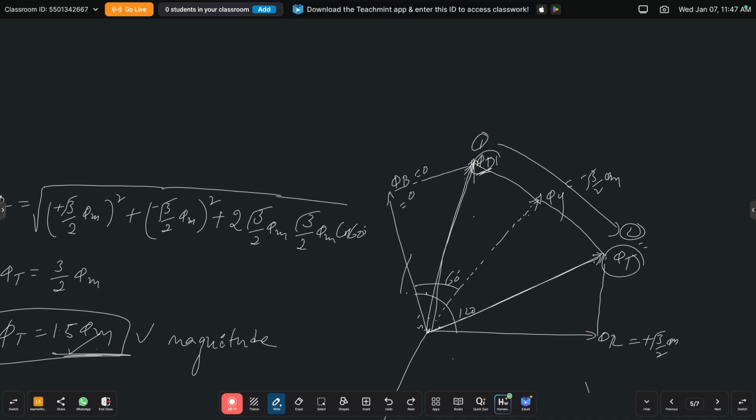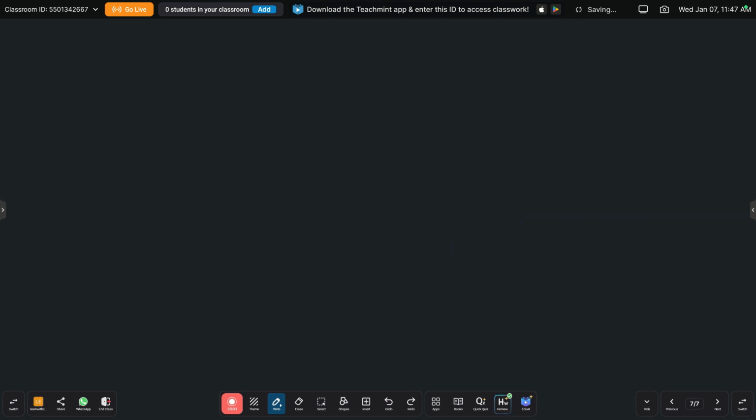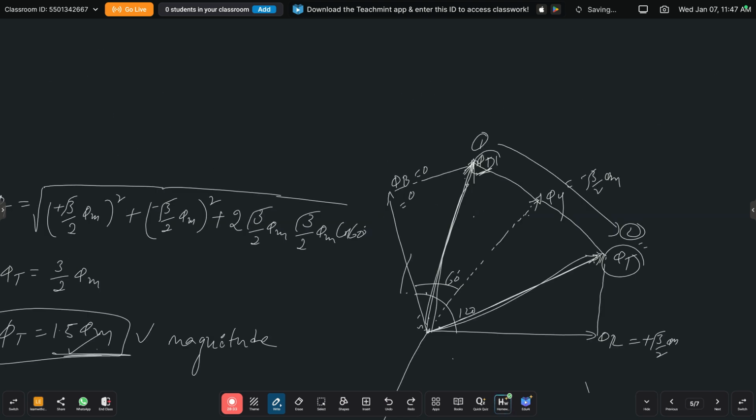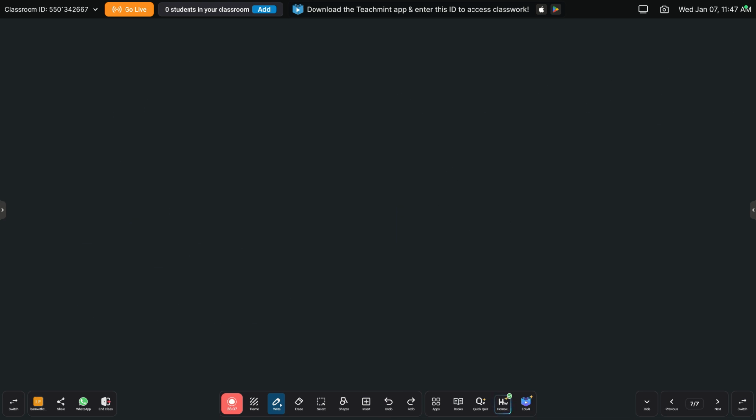So here also the magnitude is the same. In position 1 the magnitude is 1.5 times the maximum flux, and in position 2 also the magnitude is 1.5 times the maximum flux. But the position changes from position 1 to position 2. So let's go to one more case, case 3.